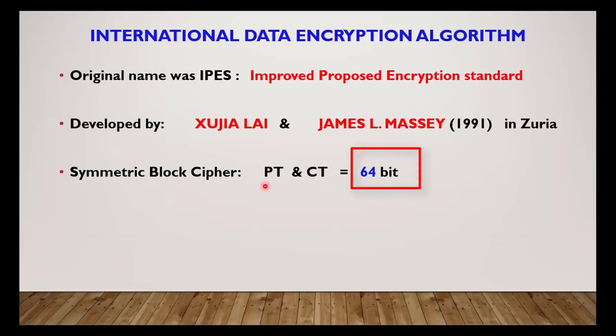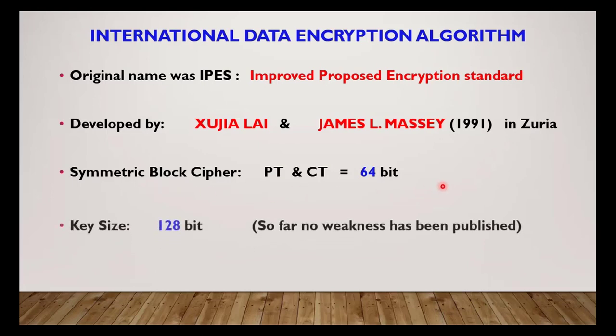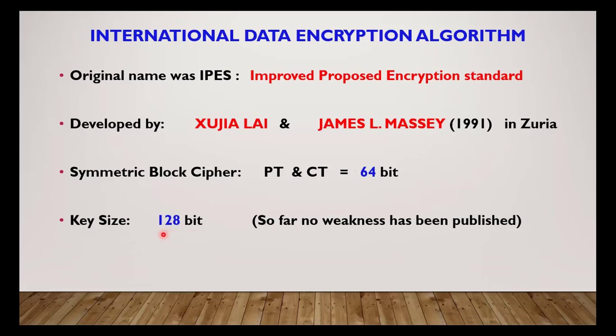Okay, IDEA is a symmetric block cipher like DES, and it operates on a 64-bit block of plain text. It does the encryption, and you will get a ciphertext block of 64-bit. As it is a symmetric block cipher, on both the encryption as well as the decryption side, you will use identical keys. The key size in IDEA is 128-bit, and with this key, so far no weaknesses have been published by any of the cryptanalysts.